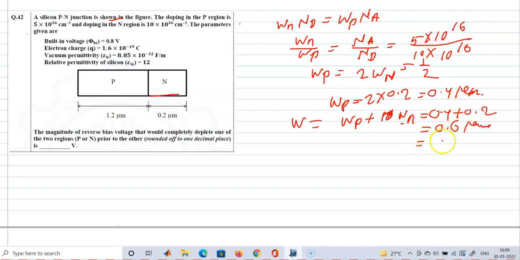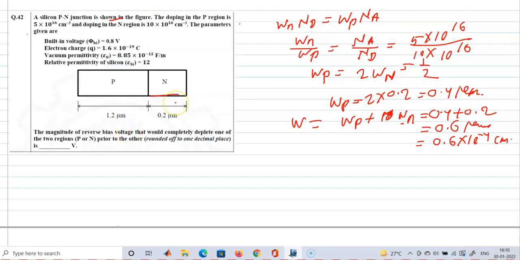So readily convert into the centimeter also, because we'll need to plug in somewhere. So 0.6 into 10 to the power minus 4 centimeter, right? This is the total depletion width, where the N side will completely deplete. As per the question, we need to find the potential.